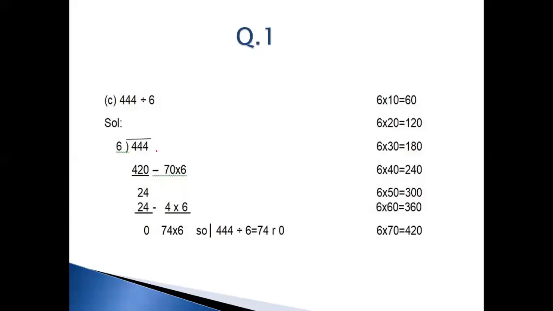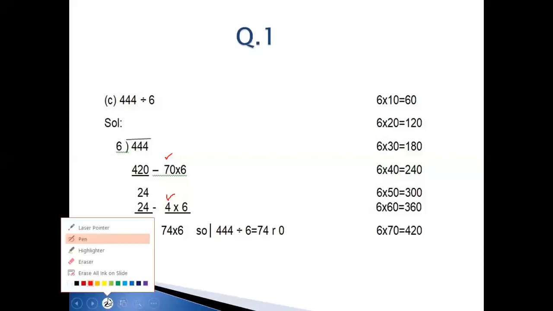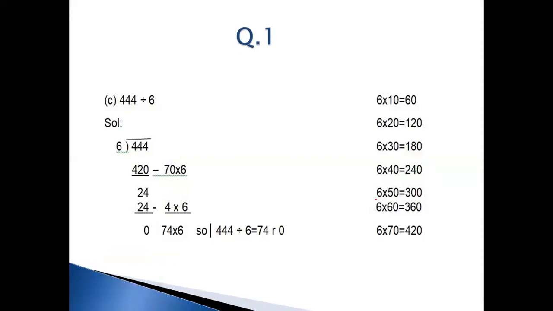And now here we will take this number 70 and 4. Add these two numbers to get the quotient. 70 plus 4 gives 74. And here you can write your solution: 444 divided by 6 gives 74, remainder 0. This is a very interesting and easy method because it is very easy to calculate or multiply rapidly and mentally by using the simple multiples of 10 and then using the remaining steps.